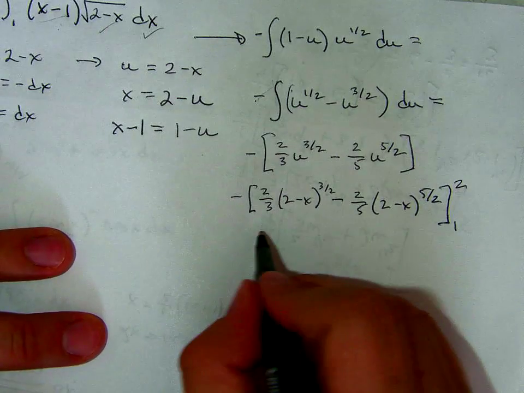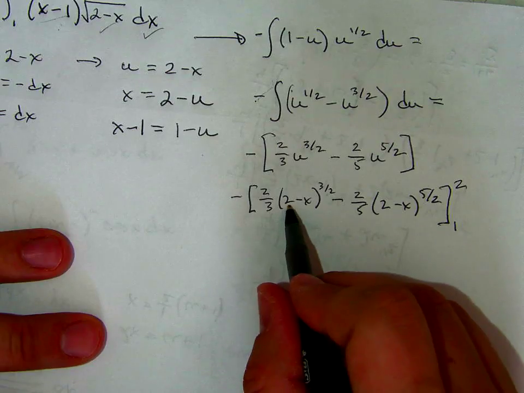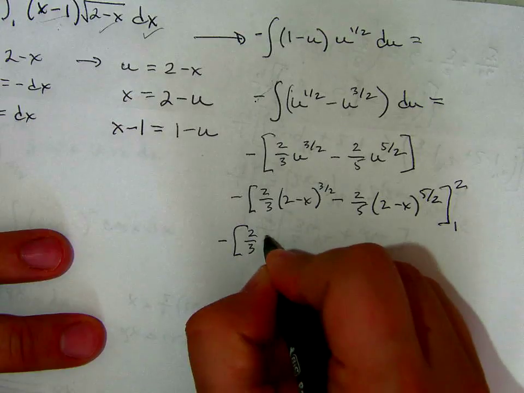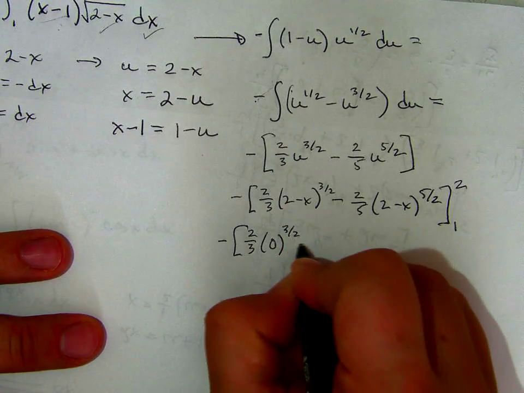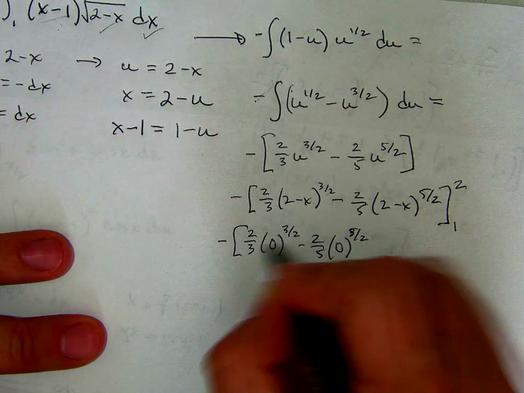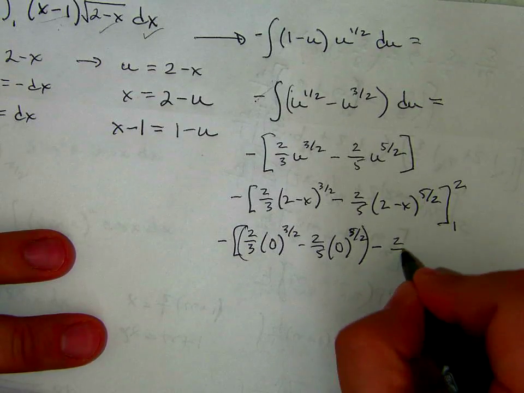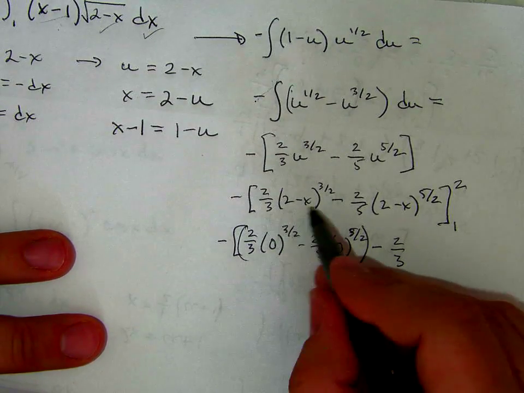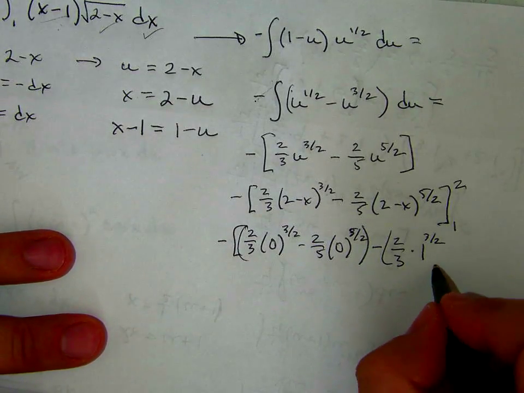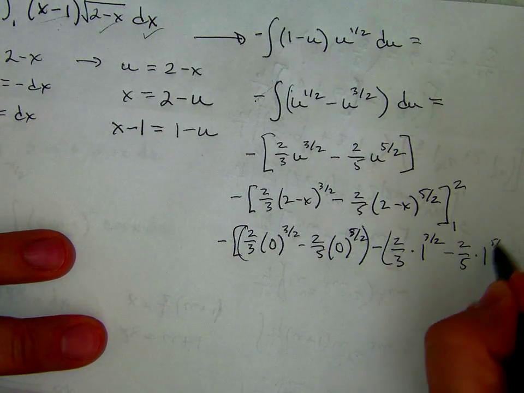Now I'll do my substitution. Oh, this looks nice because when I substitute in 2, I get 0. So I get 0, 0 here. So I'm going to get negative, I'll just write it out, 2/3, 0 to the 3/2 minus 2/5, 0 to the 5/2, minus, and then 2/3, I substitute in 1, I get 2 minus 1, which is 1, so that also is pretty easy. So 2/3 times 1 to the 3/2 minus 2/5 times 1 to the 5/2.